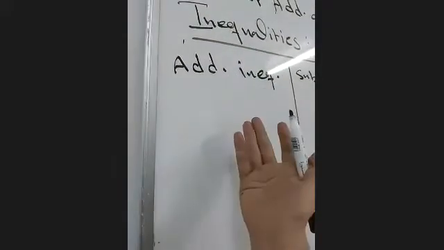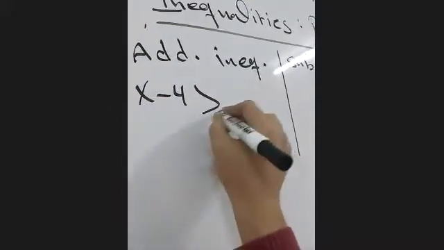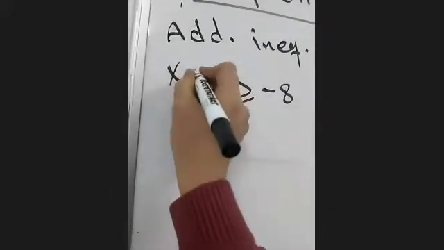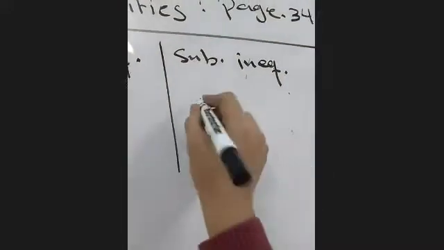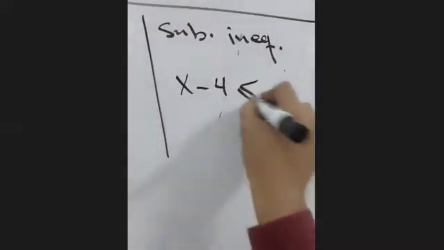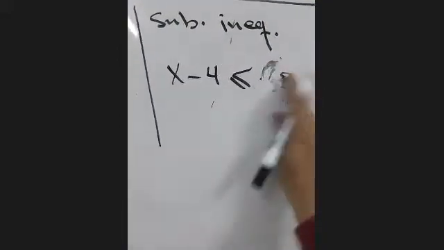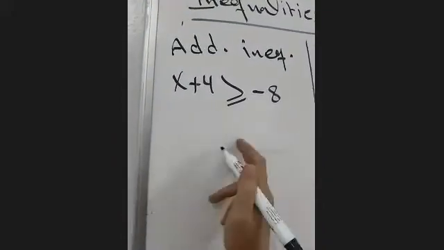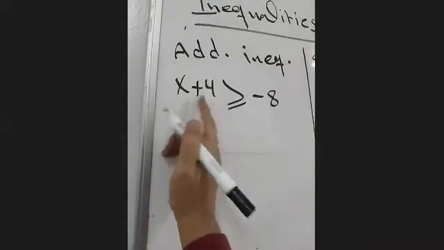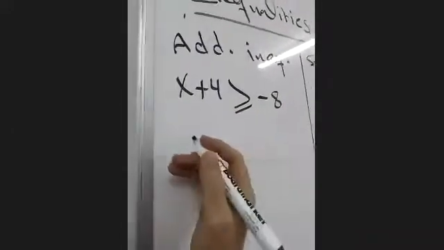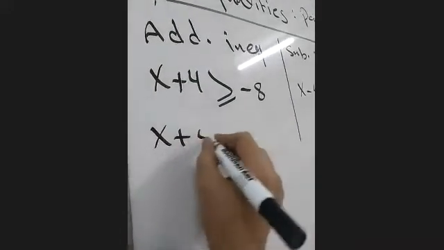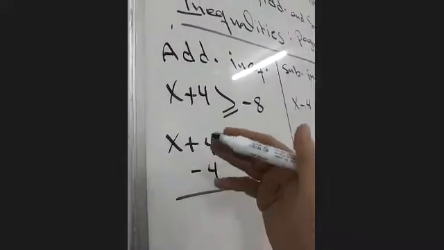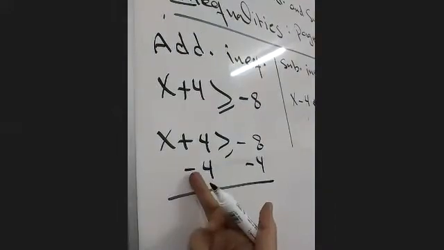Now, the addition inequalities, for example, x plus 4 more than or equal negative 8. And here, this is the addition. The subtraction inequalities, for example, x minus 4 less than or equal plus 8. If we have addition inequality, we subtract the connected number from both sides, the number which is with the variable. Like this one, we rewrite the inequality x plus 4 more than or equal negative 8. So we subtract 4 from both sides. We do the opposite operation of the addition, which is the subtraction.